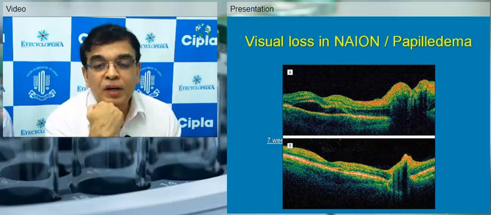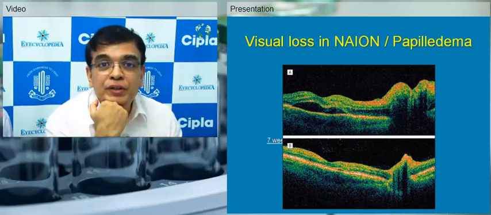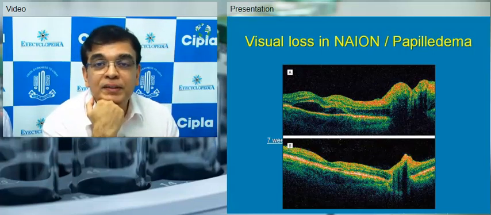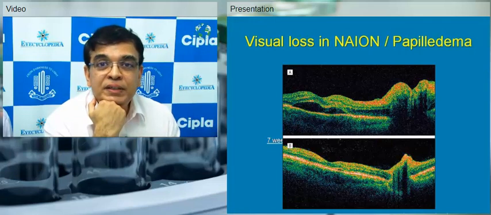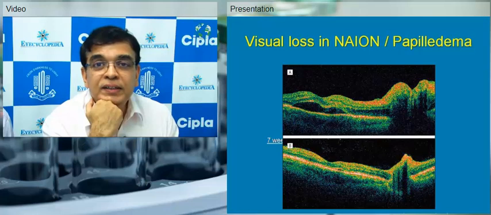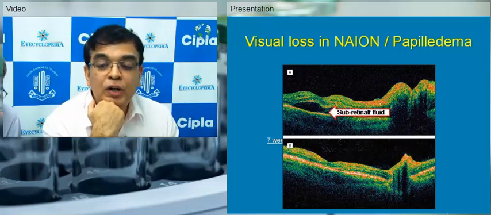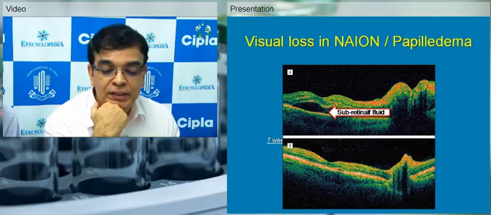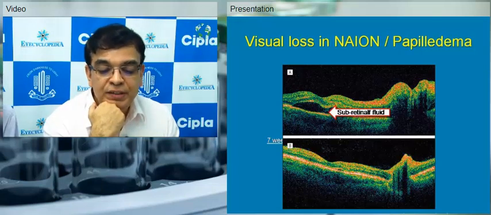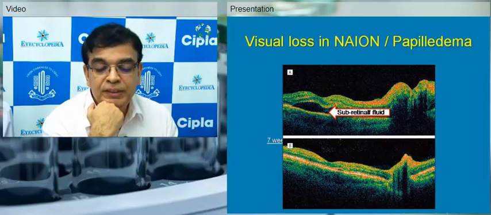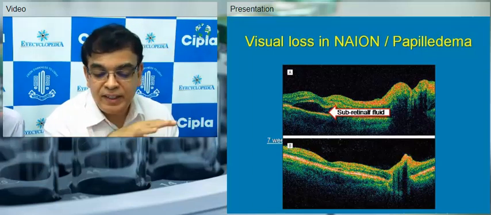There has been a lot of discussion as to the cause of vision loss in papilledema. One of the interesting reasons, apart from nerve damage itself, is the tracking of fluid, which you can see here, from the disc into the macular area. It's seen beautifully in this OCT. And after treatment and resolution of NAION in this particular patient, you can see in the lower picture that 7 weeks later it has all gone down.